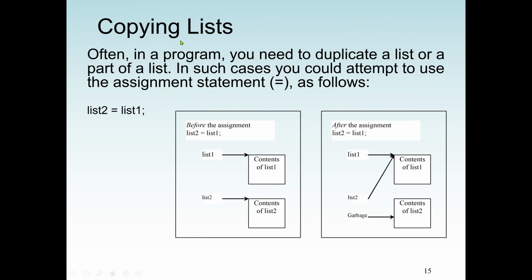So also we can copy lists from one to the next. So for example, here we have 2 lists, list1 and list2. After this assignment statement, we assign list1 to list2. What happened? List2 will point to list1's section. So often in a program, you need to duplicate a list or a part of a list. In such cases, you could attempt to use the assignment operator as follows.